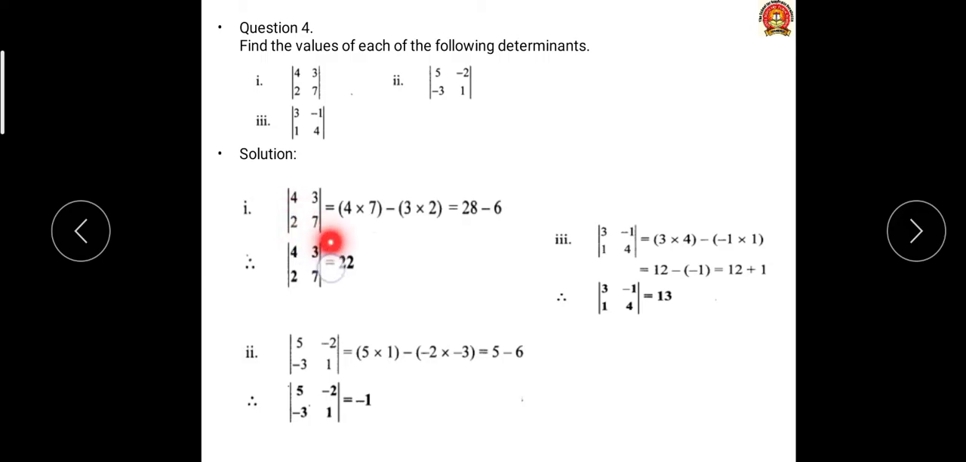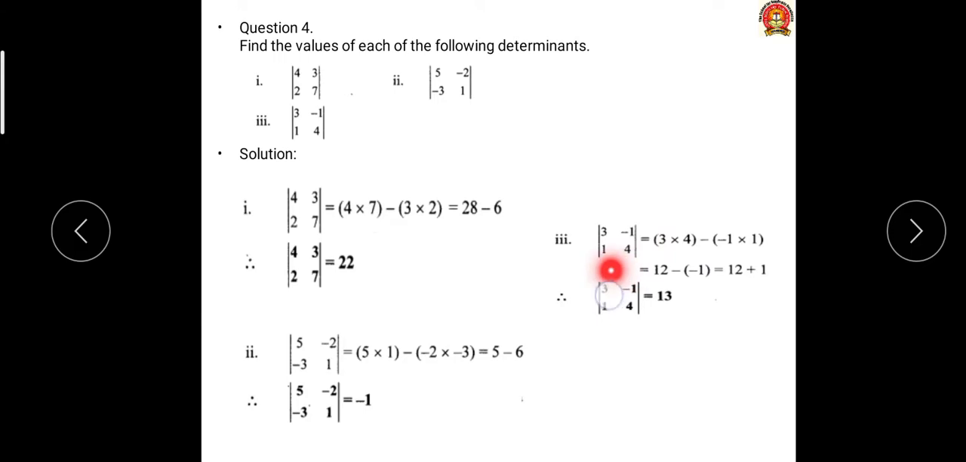So 4 into 7 minus 3 into 2, you will get 28 minus 6. Okay. And therefore, the answer is 22. Same, 5 into 1 minus... If minus is there in both, you have to write it in brackets. Right? Minus 3 into minus 2 is equal to, 5 1s are 5, 3 2s are 6. So this minus minus multiplication becomes a plus 6. The subtraction sign remains as it is. So you will get 5 minus 6 is equal to minus 1.